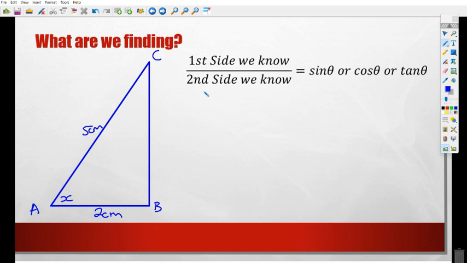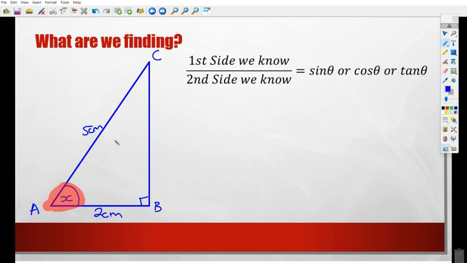I see I've got two sides there. Nice. Two sides, so I want one side that I know over the second side that I know. And what am I finding? I'm finding an angle, x over there. Let's just highlight this angle to make it a little bit clearer. That's the angle I'm looking for, and this is a 90-degree triangle. So I see I've got an adjacent side and a hypotenuse.